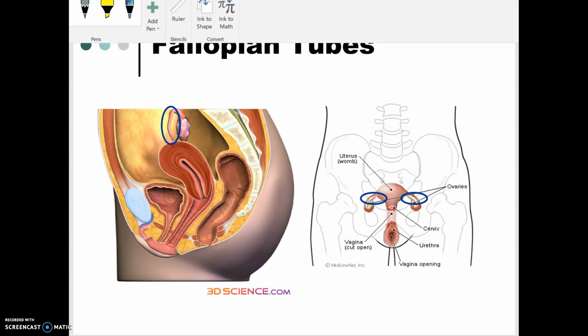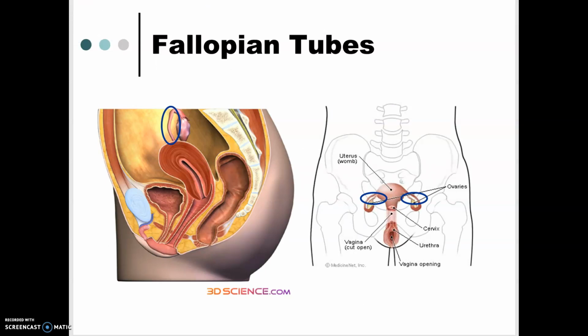So you can see a couple of different planes showing the female reproductive structure here. Up here we have the ovary. The circled part is the fallopian tube. This part here is going to be the uterus, and then we have the vagina down here. So we've got the same structures over here on the other side, but we're looking at it from a different angle.